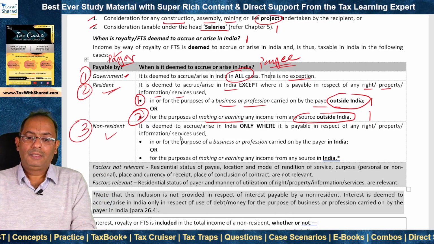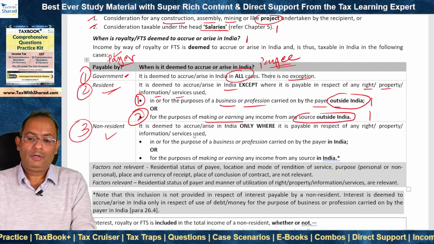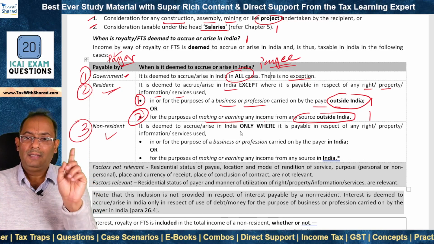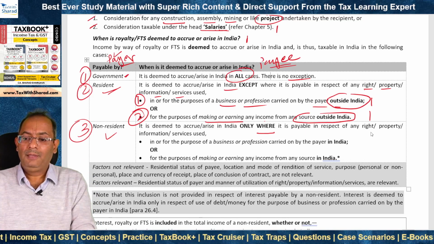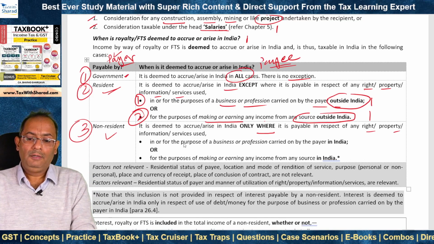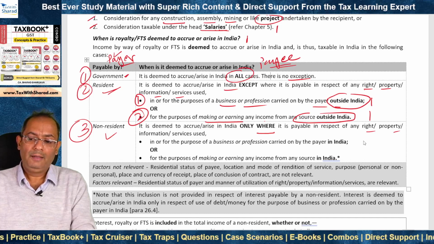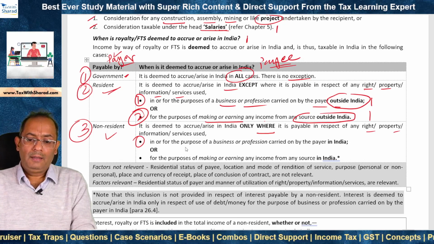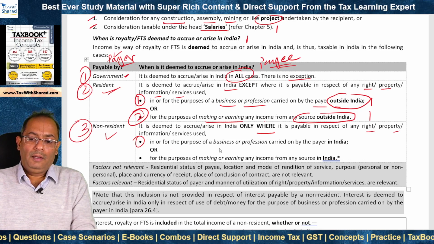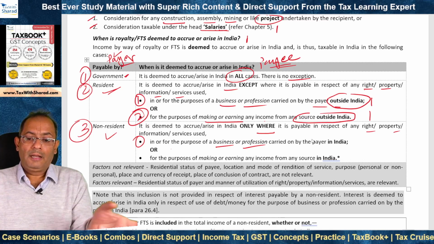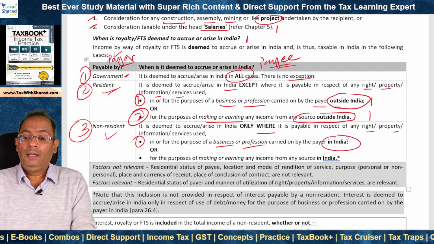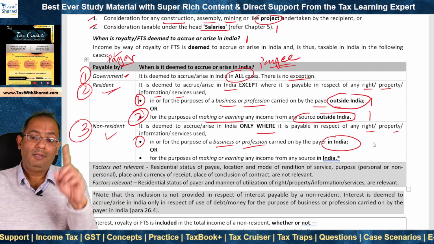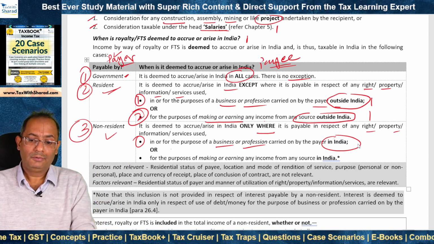Third, where the non-resident is making payment of royalty or FTS, then it is deemed to accrue or arise in India only in one case, where it is payable in respect of right, property, information, or services used, and there are two situations. One, where it is used in the business or profession which is carried on by the non-resident payer in India, right? And this is similar to what we saw in the case of interest also.